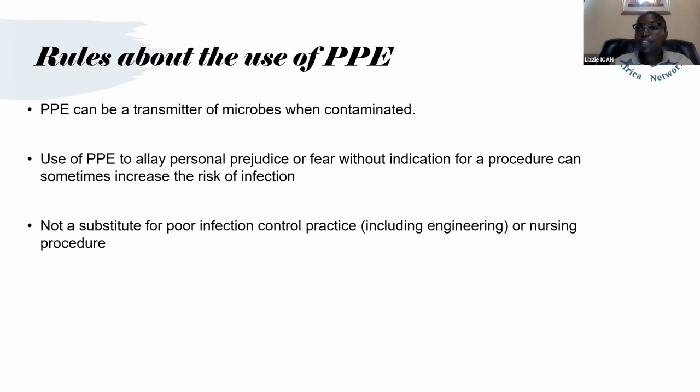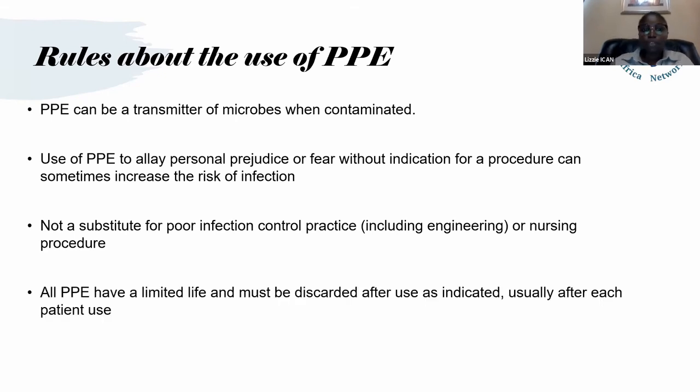So in the hierarchy of controls, PPE usually comes last, because you first have to deal with your administrative controls, your engineering or environmental controls, and once those are in place, then you can use your PPE effectively. And also, all personal protective equipment have a limited life and they must be discarded after use as indicated. And this is usually after each patient use.